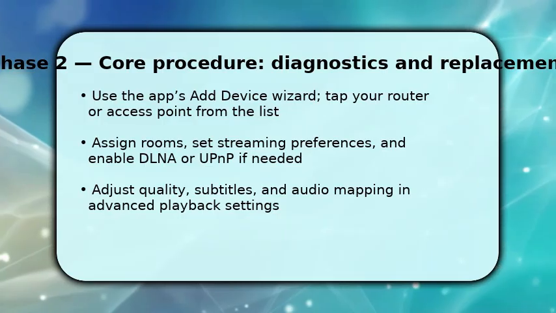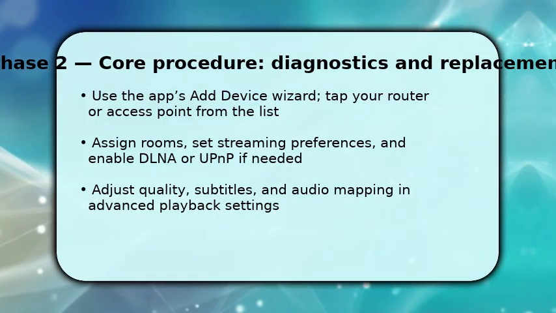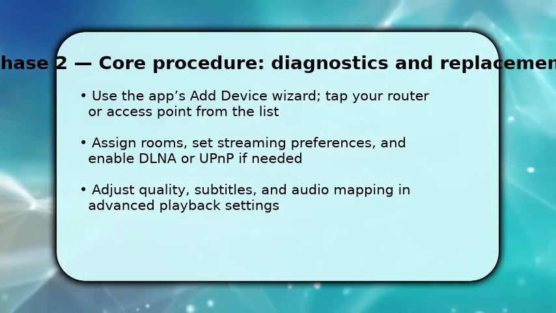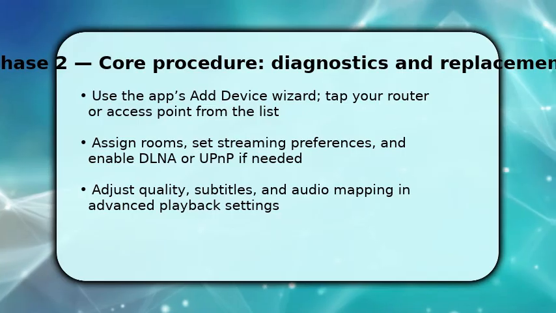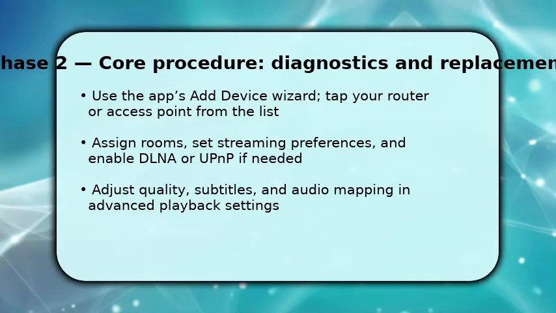Tap Add Device, let the app scan, and select your router or media server. The app uses UPnP or DLNA to index content, which is why you enable those services. Then assign a room name to group devices logically and choose streaming quality to match your network.